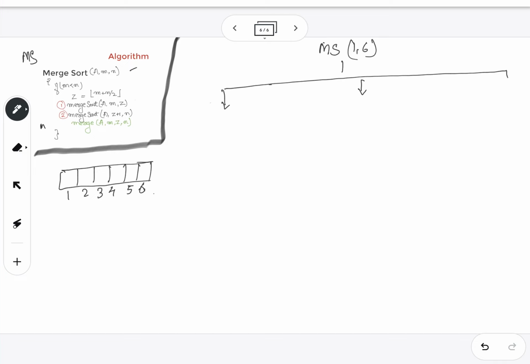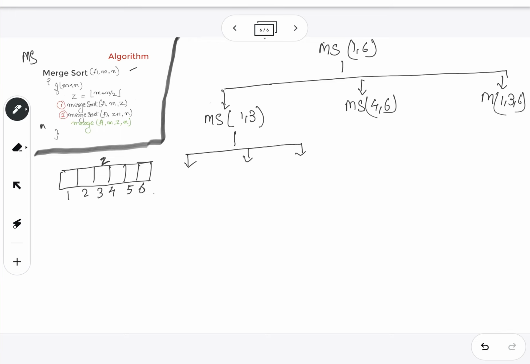What is the first thing it is doing? It is calling merge sort on the array A. We divide them into three defined parts, and the middle part is equal to Z. So from 1 to 3 it is called. Then here it is called from 4 to 6, and at the end it is calling merge on 1, 3, 6. Let's take Z equal to 3. Then this part is again broken down into 3 defined parts.